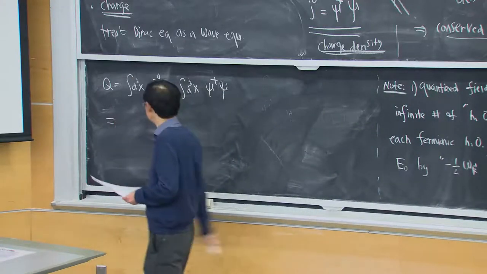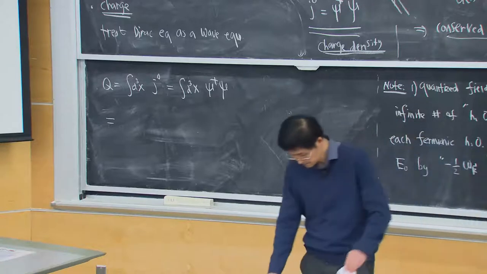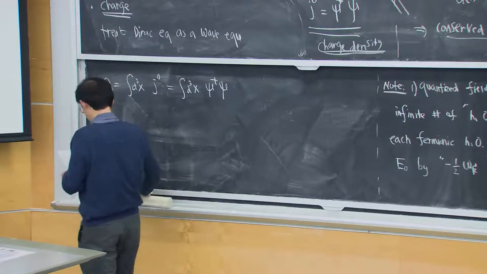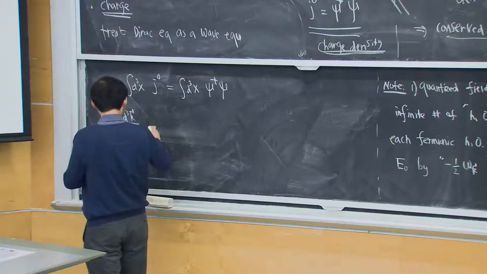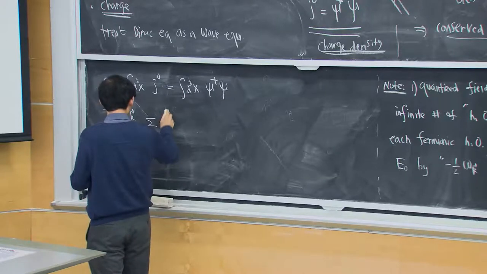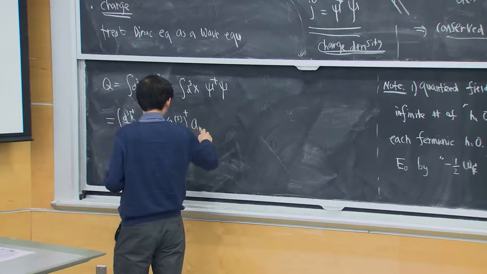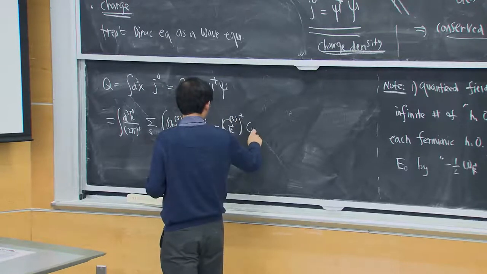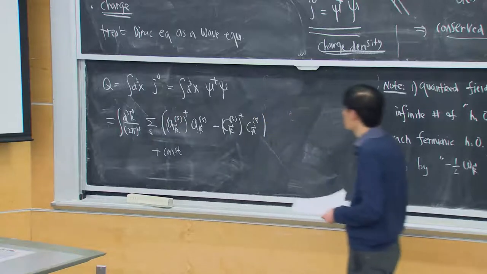Now if you plug in the explicit expression for psi, then what you find is the following. You find that Q has the following form: minus C_K S dagger C_K S, and then plus an infinite constant.